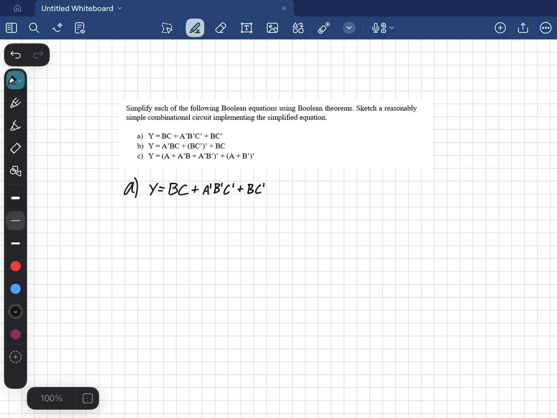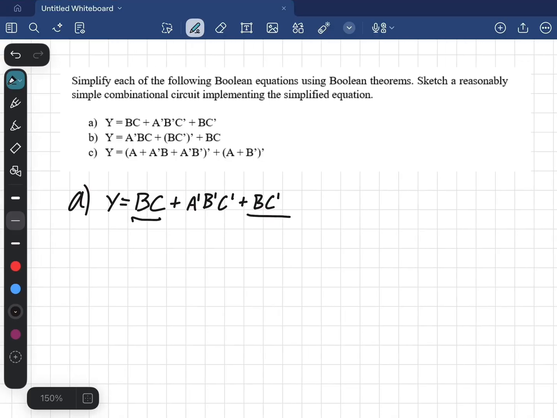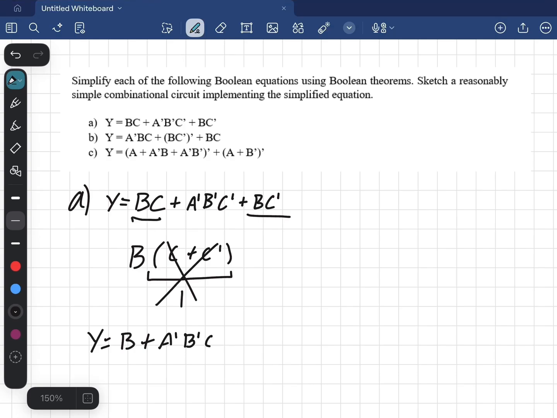We notice that we're able to use the commutative law quite easily on the terms BC and BC naught. What we can do is factor out B, leaving C or C naught, and we know from one of the laws that C or C naught just becomes 1, so we can drop it out entirely. This will leave Y equals B or A naught, B naught, C naught.